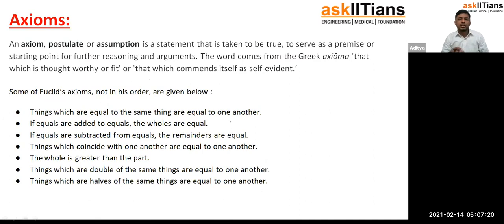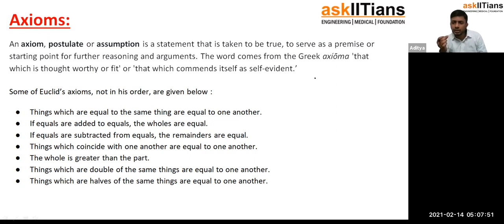Now let us see what the axioms and postulates given by Euclid are. Before we discuss those, let us first understand what we mean by axioms and postulates themselves. We have often heard about theorems, mathematical statements and proofs, but probably it is the first time that you are hearing the word axiom or postulate. So let me explain what we mean by an axiom or a postulate.